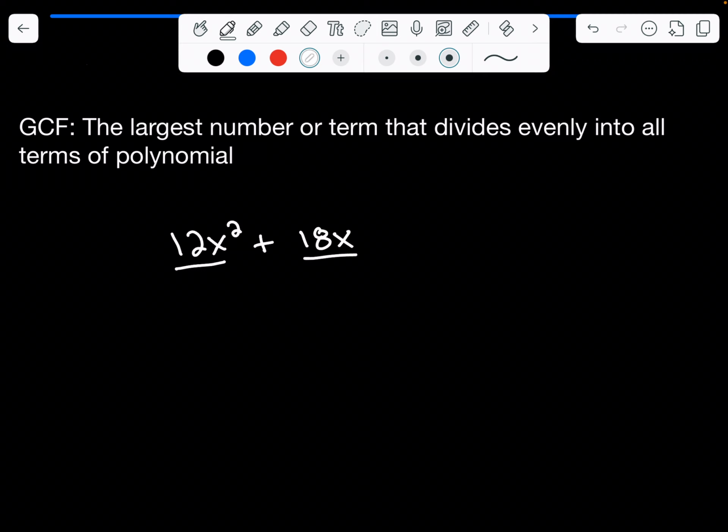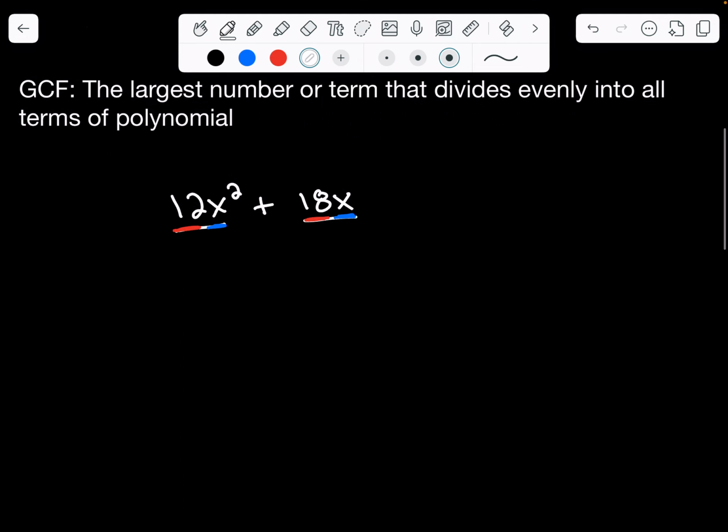So what is that greatest common factor? Well, we know that 6 is the greatest number that goes into 12 and 18. And what about our variables? Well, we know that x goes into both x and x squared. So what is our greatest common factor in this case? Well, 6 is the largest number that goes into our coefficients, and x is the greatest factor that goes into our variables. So now step 2 is to divide each term, the 12x squared and the 18x, by our greatest common factor, which is 6x.